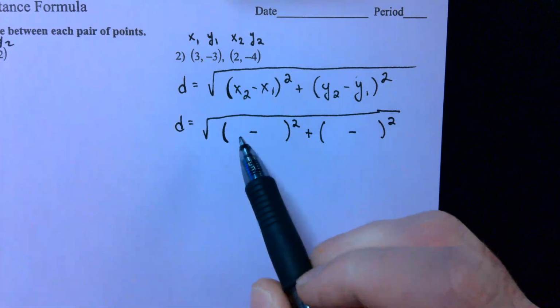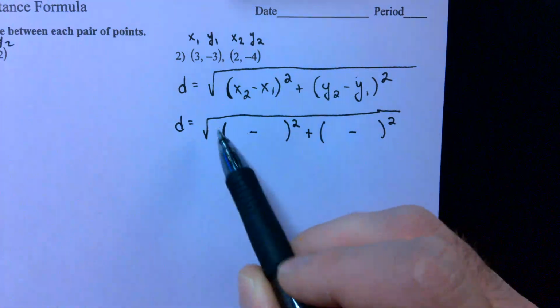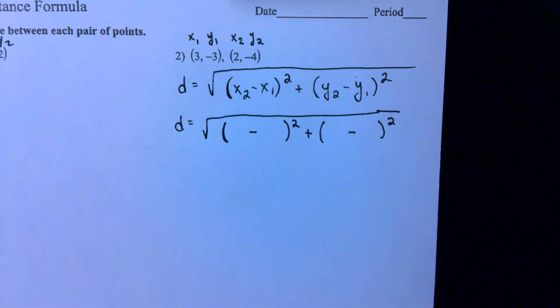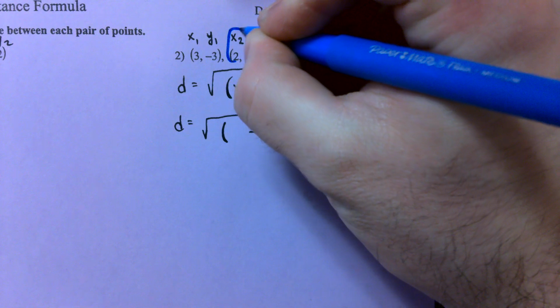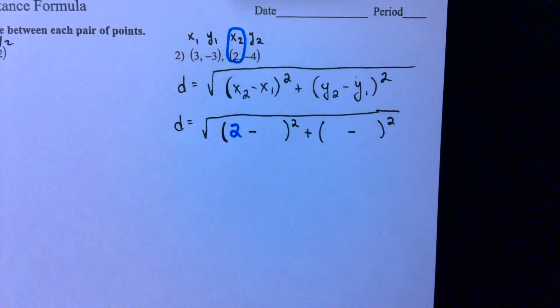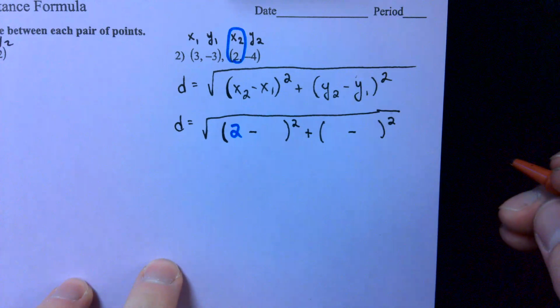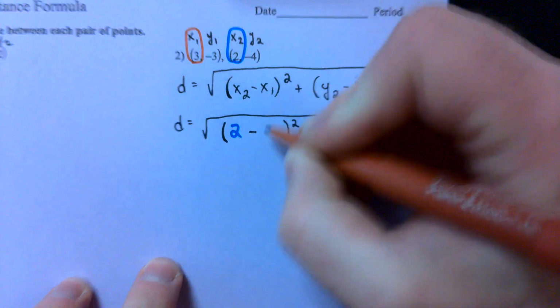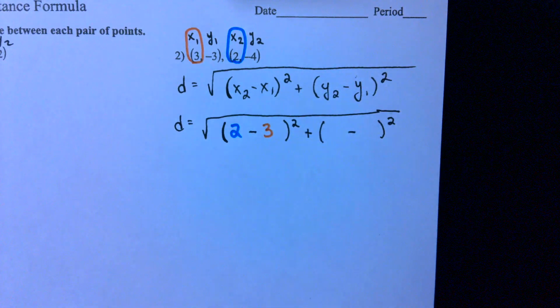Okay, let's build our puzzle. X2 is my first slot. What goes in X2's place? 2. X2 is positive 2. What's going to go in my x1 space? Positive 3. So my first quantity says 2 minus 3. Okay? Everybody still with me? Okay.